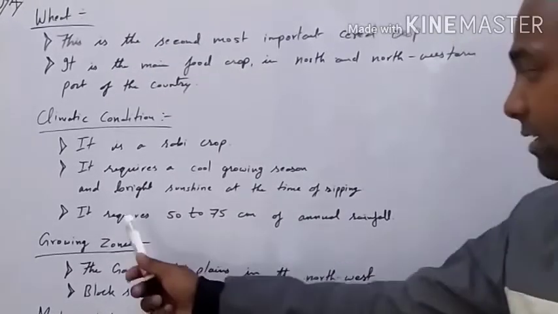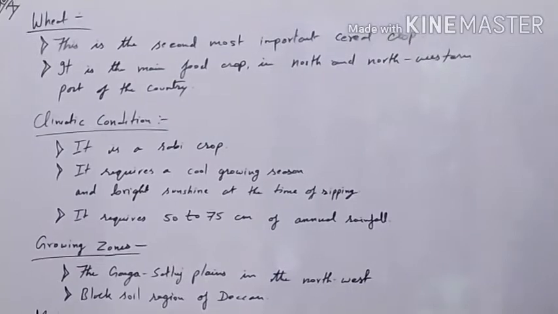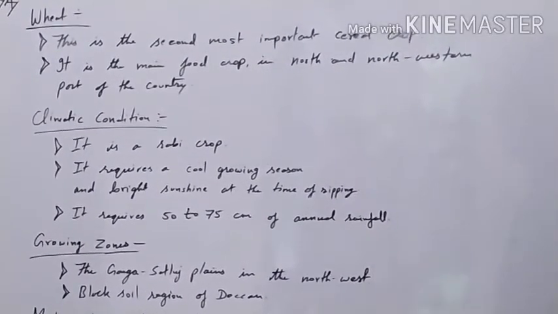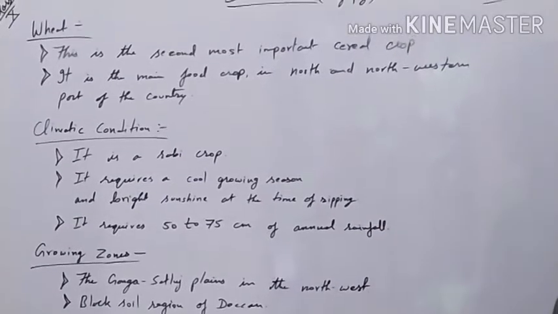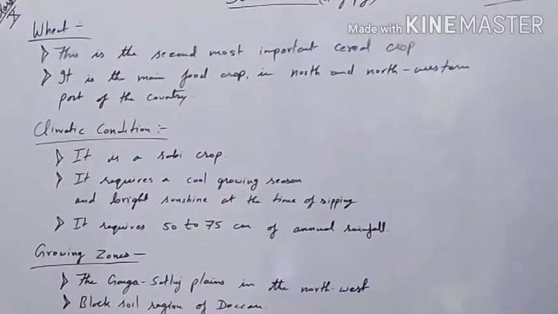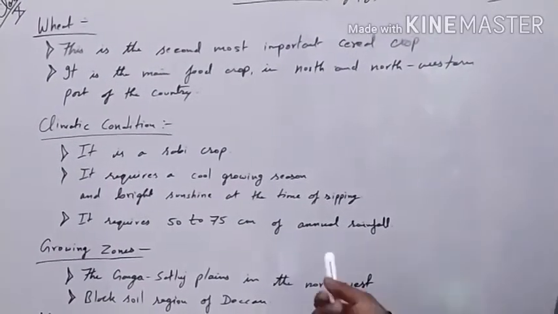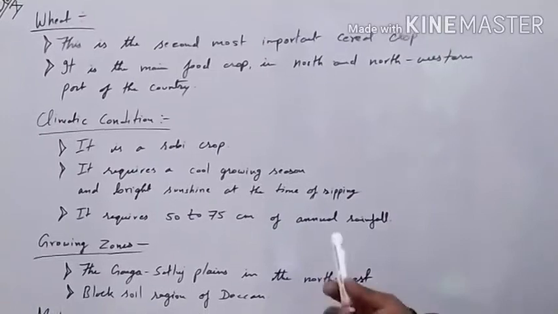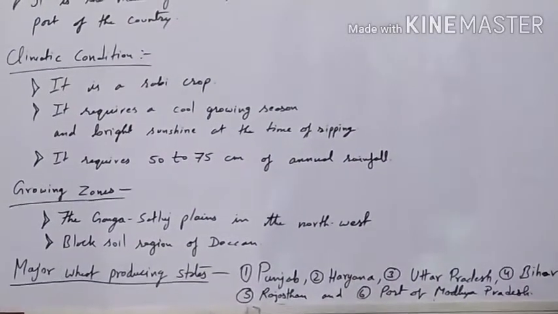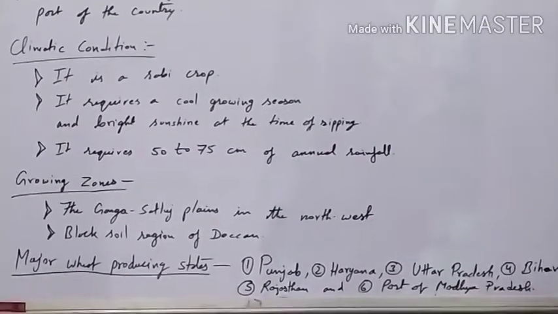Now it requires 50 to 75 centimeter of annual rainfall. We have discussed earlier about rice, there was 100 centimeter of rainfall. That means wheat requires less rainfall in comparison to rice, and it requires only 50 to 75 centimeter of annual rainfall. Now let us understand about the growing zones, the places where it grows.